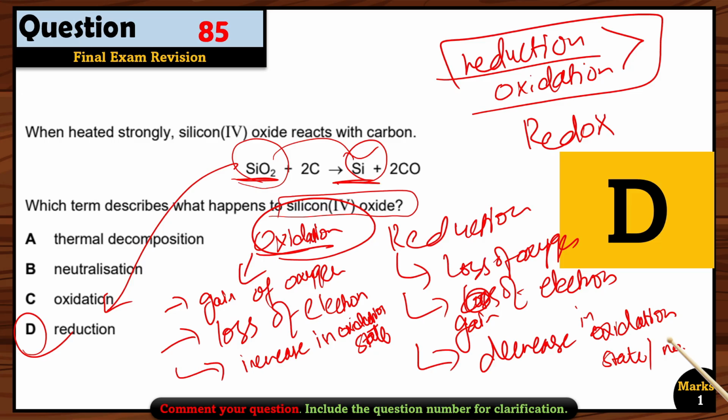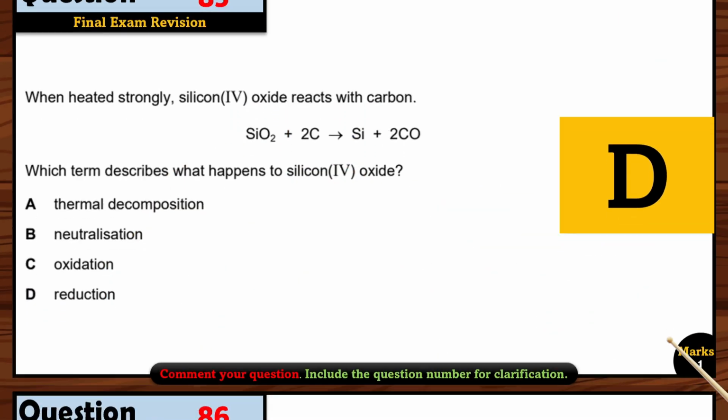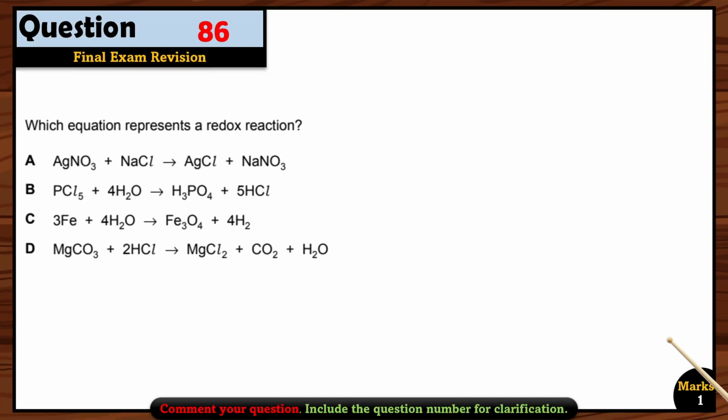So everything will be lost in reduction except for the electrons. Electrons will be gained in reduction, but in oxidation we will lose electrons. So now let's see the question related to this one. Which equation represents a redox reaction?